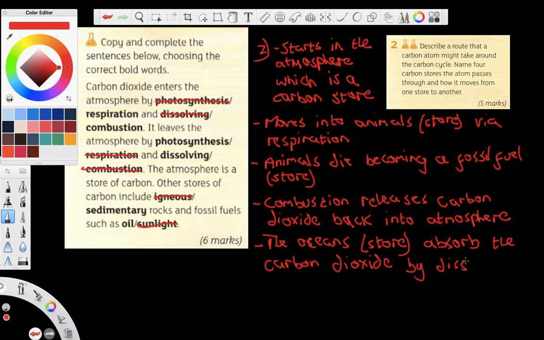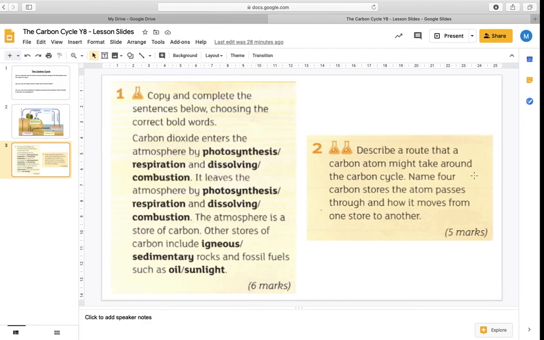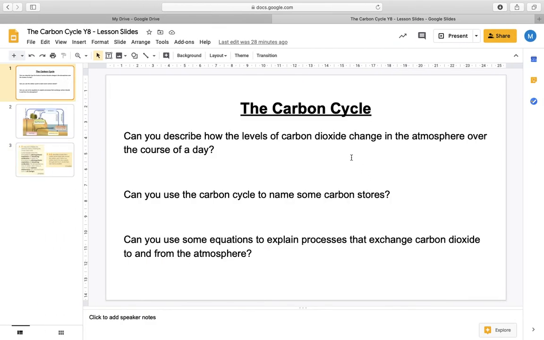Okay then, hopefully that has made some sense. Hopefully you've marked your work and made any corrections necessary. If we have a quick look back at our learning objectives. So now you should be able to tell me how the levels of carbon dioxide change in the atmosphere over the course of a day. In the daytime there's photosynthesis, which is absorbing carbon dioxide from the atmosphere. So the levels of carbon dioxide go down. At night, the sun is not around, therefore there is no photosynthesis and carbon dioxide levels begin to rise again.